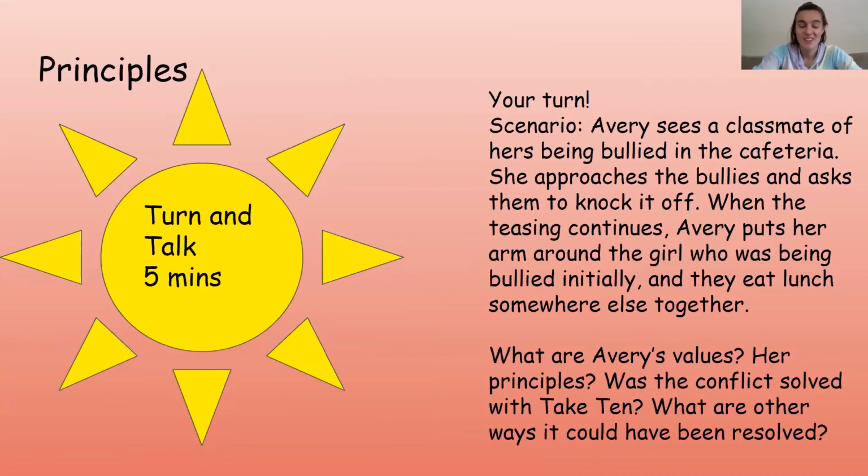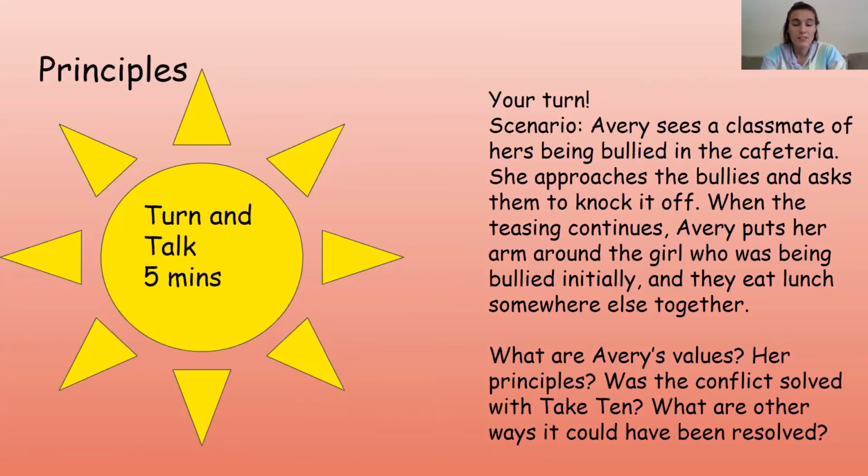Okay, so I assume you have talked through those. Again, there's a lot of different things you could have said. Her value could be integrity, so that means doing the right thing when no one else is looking. It could be courage, it could be kindness, standing up to other people, confidence. There's a lot that could be on that list. And so her principles would be doing something about the situation.